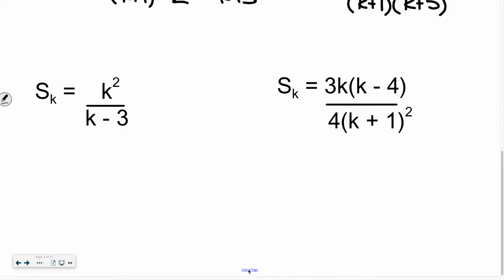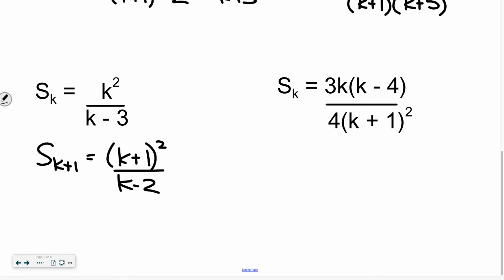So let's let S sub k equal k squared over k minus 3. I'm going to do S sub k plus 1, which all it's asking me to do is make a substitution for k. So that'll be k plus 1 quantity squared over, and then whenever I have one that's just adding and subtracting, I'll just do k plus 1 minus 3, which is k minus 2. I can do that adding and subtracting together in my head.